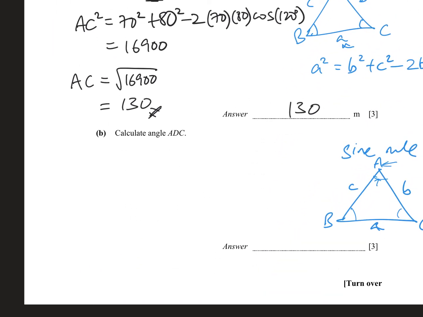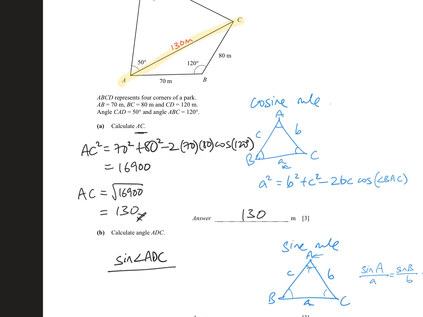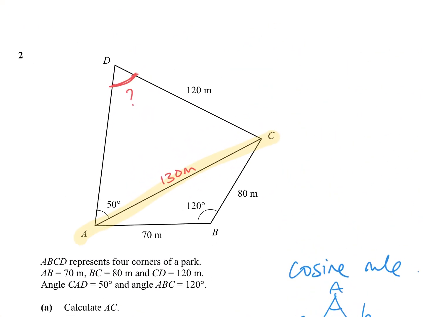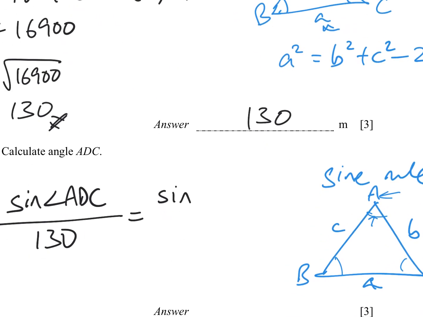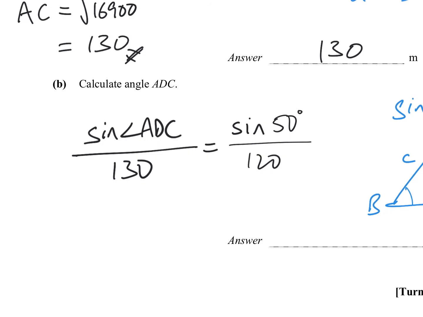You can see, I can say sine of ADC over, what is the opposite length of from ADC? 130. So you go for the opposite one, equals to sine, and then do we know another angle and its opposite length? Yes, sine 50 over 120. So let's do that. Sine 50 over 120. This is degrees. There we go. Now we can just evaluate this.